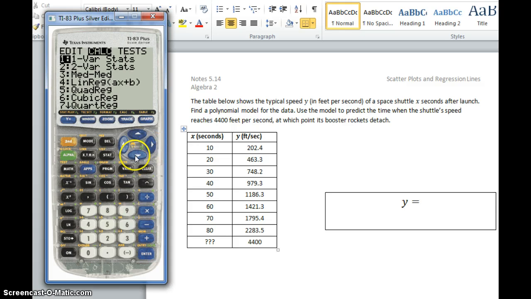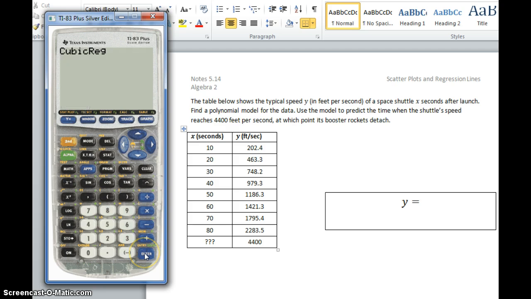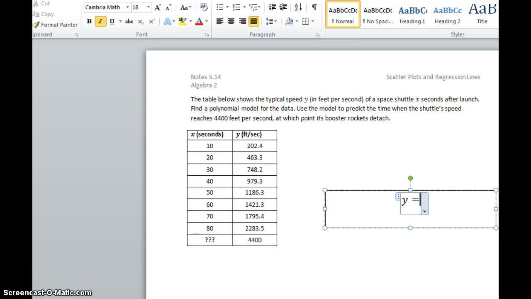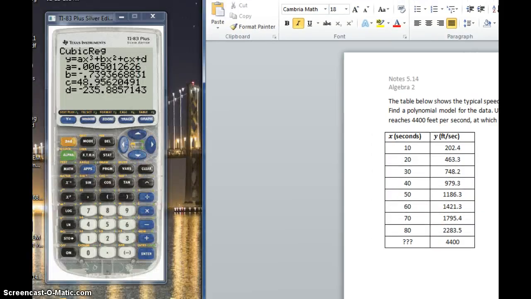Calculate. Scroll down, and let's do a cubic regression line. All I have to do is hit enter, and it tells me, aha, here's the model. Ready? A is the value in front of the x cubed, so it's 0.0065 x cubed. Well, I need to do something to keep that on top at the same time, don't I?